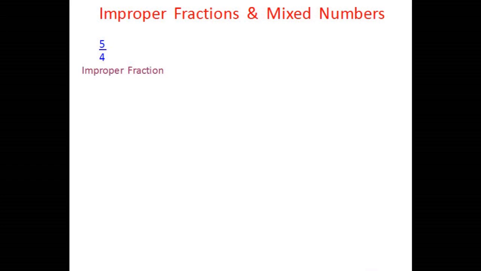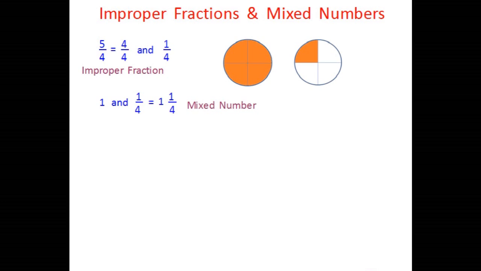Now this 5/4 can be written as 4/4 and 1/4, and it can be shown in this diagram as one full circle, where I have 4 parts and I have selected all the 4 parts, and another circle where a quarter of a circle is selected. So we know that this whole first circle where I have selected all the 4 parts makes a whole. So we can say that it is the same as 1 and 1/4, which is a quarter. So that becomes a mixed number, which is 1 1/4.